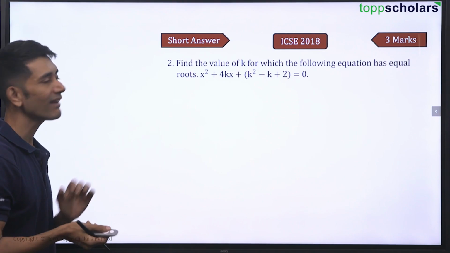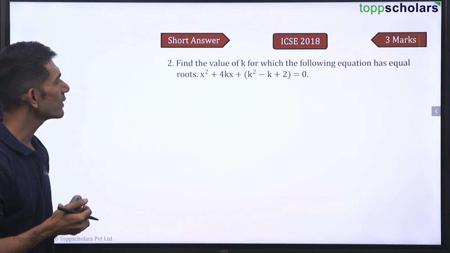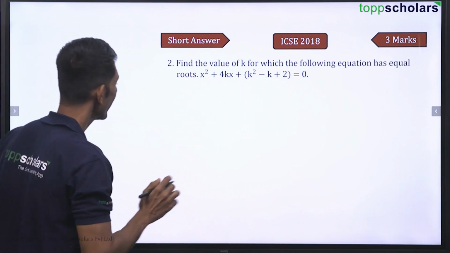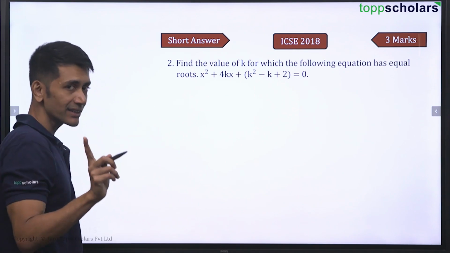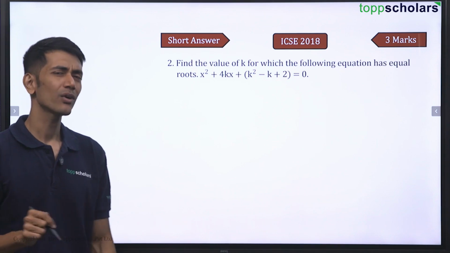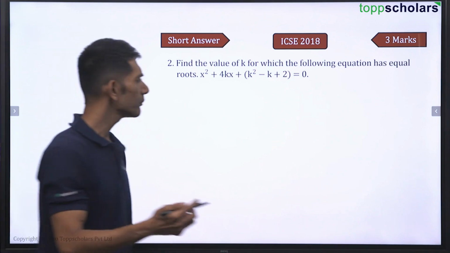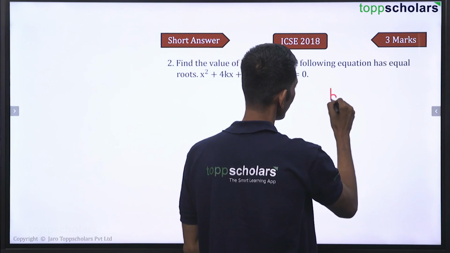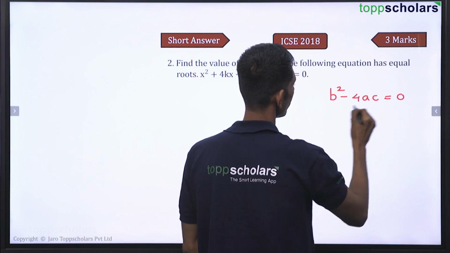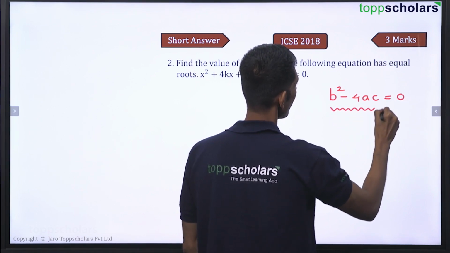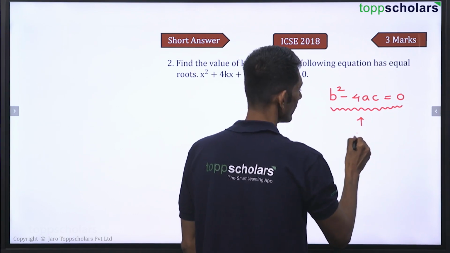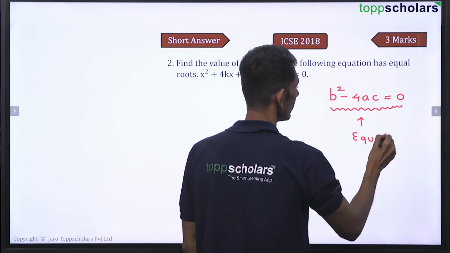It says find the value of k for which the following equation has equal roots. Now this equation has equal roots. Understand? Firstly, it's a very interesting question, by the way. We know that whenever the roots are equal, the discriminant is 0. Now what is discriminant? In case if you have forgotten, please make a note of this. Discriminant is nothing but the value of b square minus 4ac. So we know that the value of b square minus 4ac is 0. When is the value of b square minus 4ac 0? When the roots are real and equal.